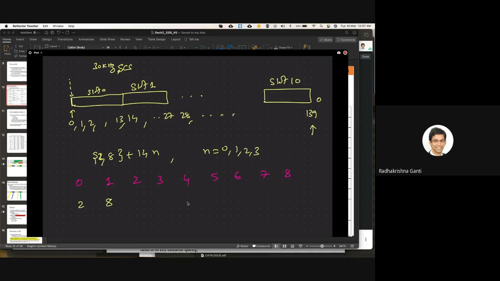Then you add 14 to that, so you get 16 and, sorry, 8 plus 14 is how much? 22. Okay, and so on and so forth. So if you look at this, the 2nd OFDM symbol is in the 0th slot, and the 8th OFDM symbol is also in the 0th slot. Okay, and the next two correspond to the next slot.